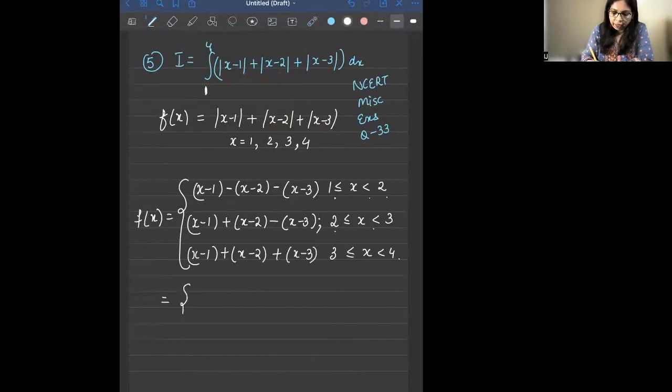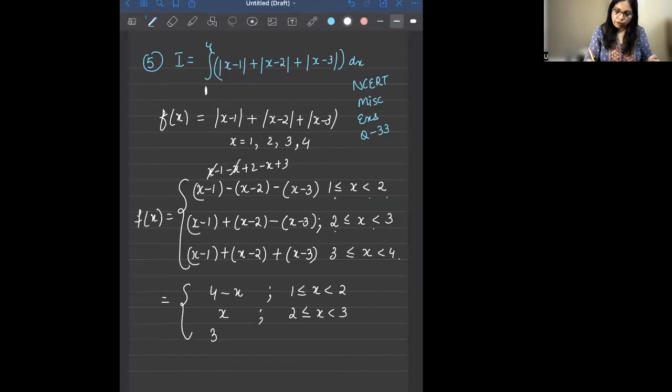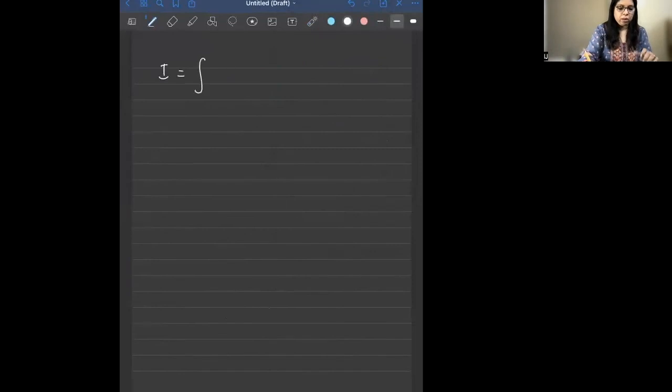Now we will simplify this. Simplifying x − 1 − x + 2 − x + 3, x and x will get cancelled out, so we will get 4 − x in the interval 1 ≤ x < 2. Here we will get x on simplifying, for 2 ≤ x < 3, and in the last term we will get 3x − 6, for 3 ≤ x < 4. So we divide the integral into 3 integrals. One is from 1 to 2, (4 − x) dx. Second is from 2 to 3, x dx. Third is from 3 to 4, (3x − 6) dx.